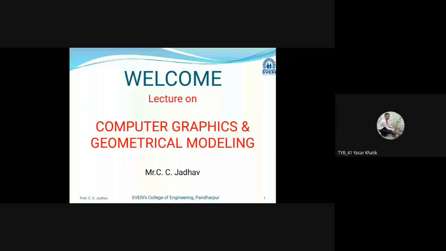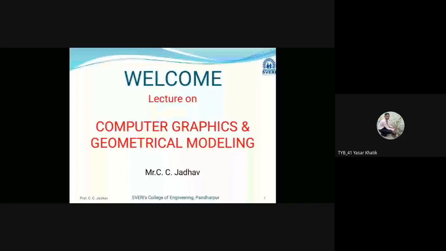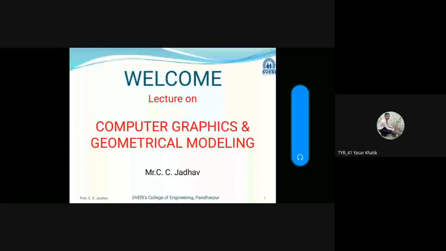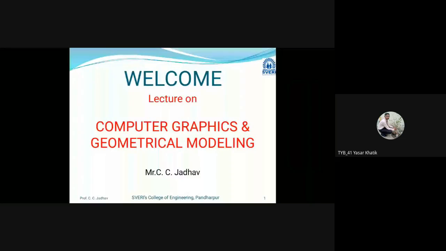So before starting the remaining part of the second chapter, we'll just recap whatever we have covered in this second chapter, that is computer graphics and geometric modeling. In the first part of the second chapter, computer graphics, we have seen the various graphics transformation techniques. In that we have seen there are total 5 types of transformation. So we will see one by one.